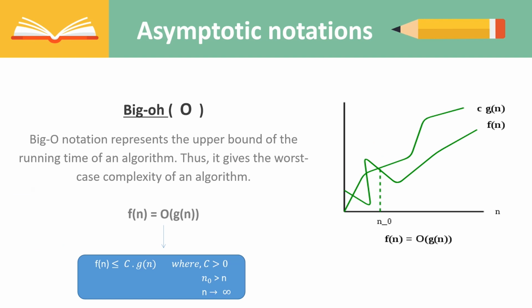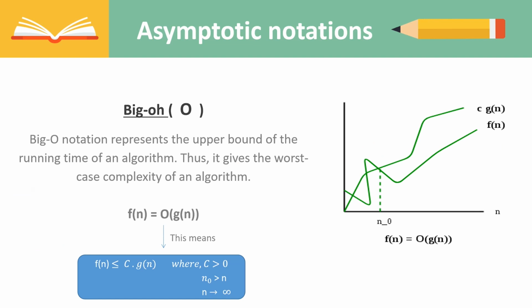Here we have two functions f(n) and g(n). f(n) = O(g(n)) means f(n) is less than or equal to c times g(n), where c is greater than 0, n0 is greater than n, and n always tends to infinity.